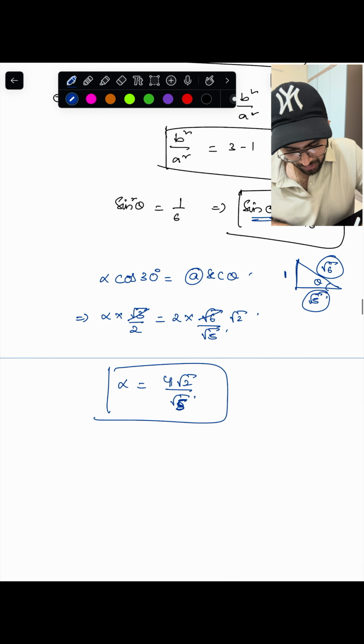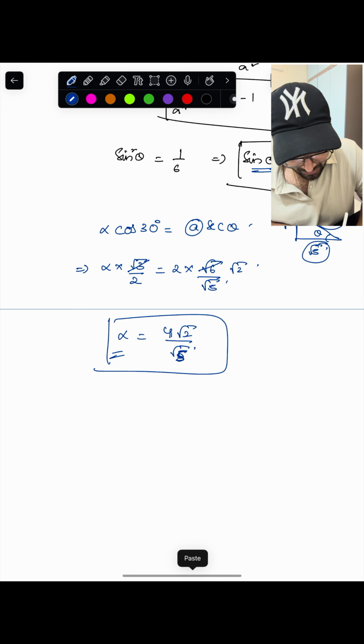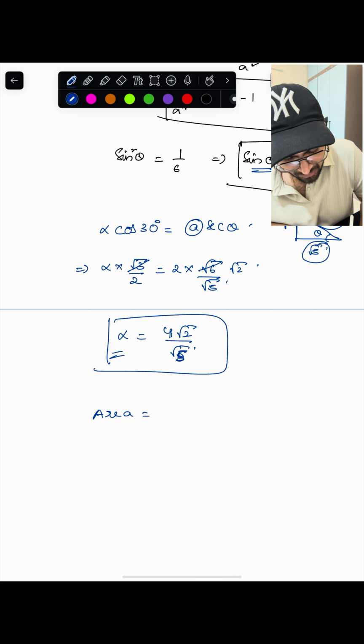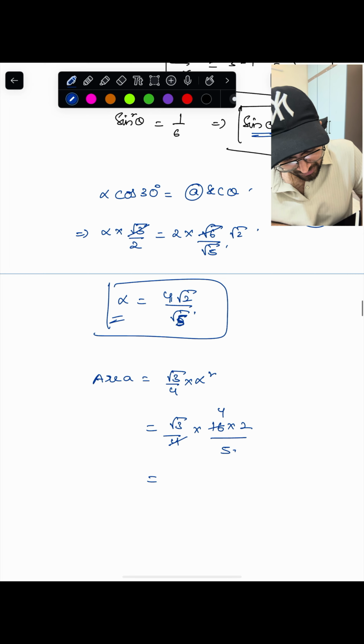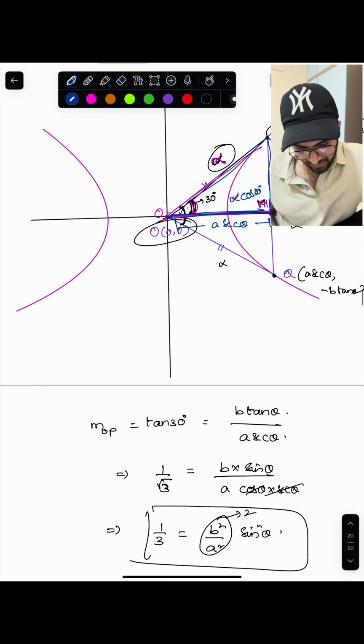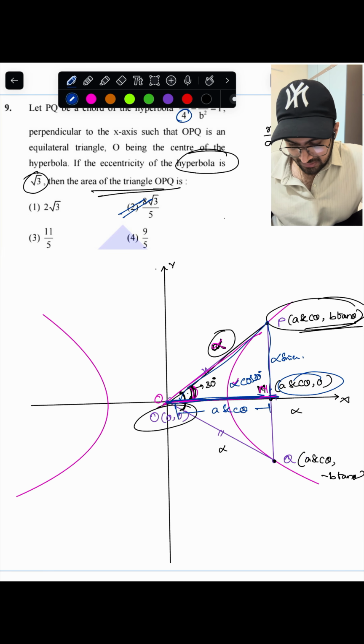Now we already got the side of the triangle, so we already know the area of equilateral triangle is root 3 by 4 a square. Here it is alpha square. Substitute here, root 3 by 4 into alpha square means 16 into 2 by 5. So 4 cancel, so you will be getting 8 root 3 by 5. So the area of equilateral triangle is 8 root 3 by 5. Yeah, so we got the second option. Done. So this is 9th question.